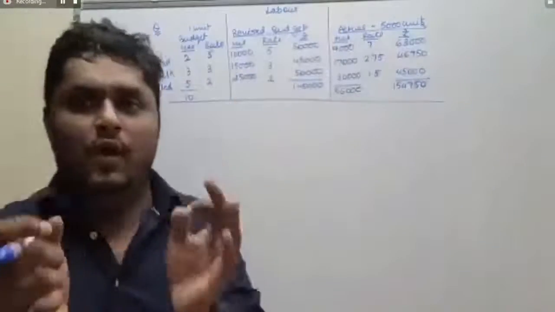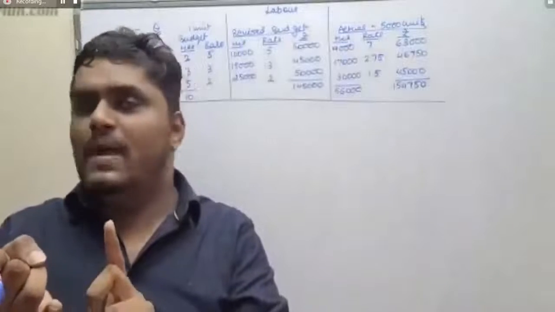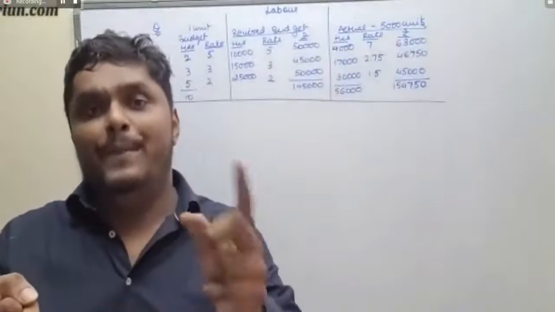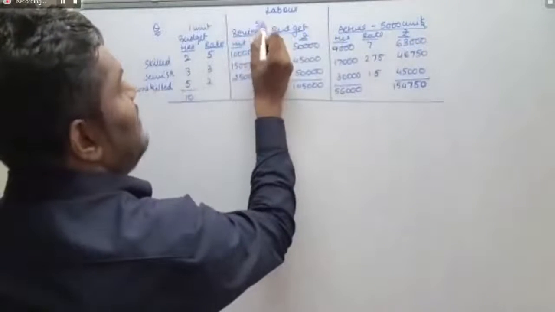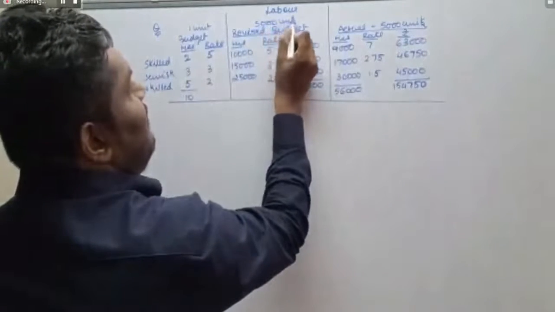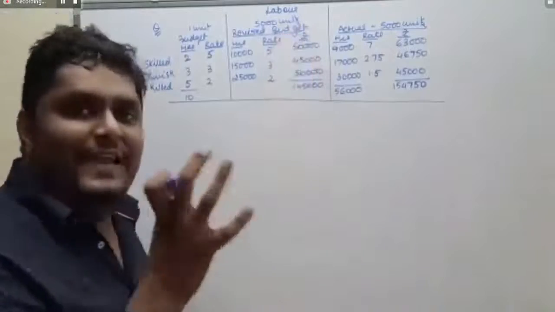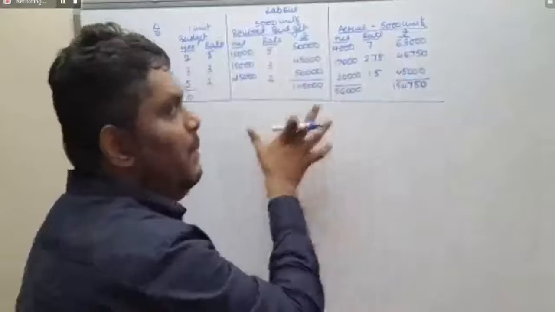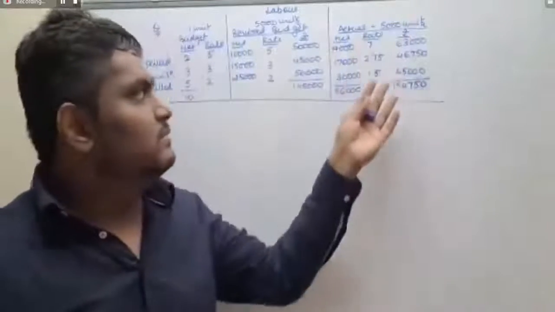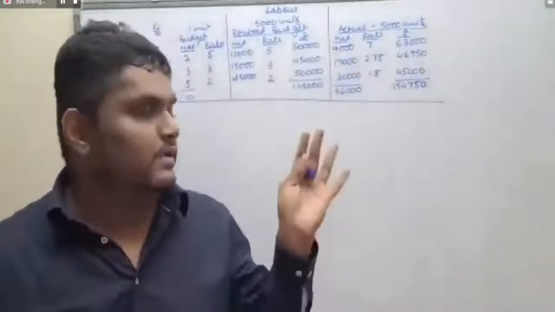Just like material, just similar concepts like material. First of all, what we did, are these two figures comparable? No. So we made it comparable by preparing revised budget. This revised budget is for how many units? 5,000 units. So for 5,000 units, this should have been incurred and this should have been done. But what we actually did, that is actual results.